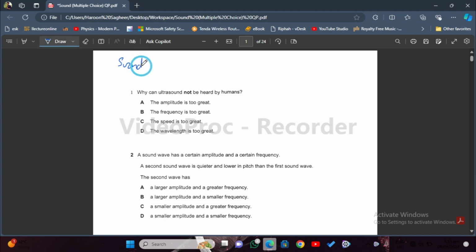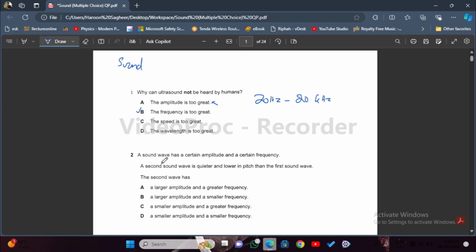Mind my writing, because right now I don't have a graphic tablet, but in a couple of days I'll be arranging it for lectures, etc. Right, why can ultrasound not be heard by humans? Well, the audible frequency range for humans is from 20 Hz to 20 kilohertz, where kilo is basically a prefix for 1000. So what option can be correct? The amplitude is too great? No. The frequency is too great? Yes. That is correct, because the typical frequency of ultrasounds is greater than 20 kilohertz.